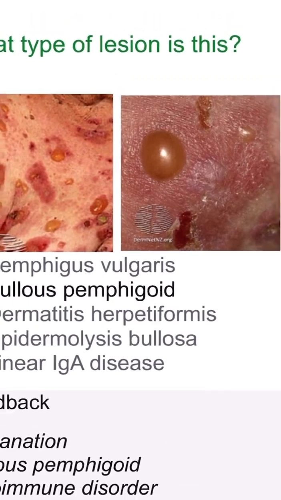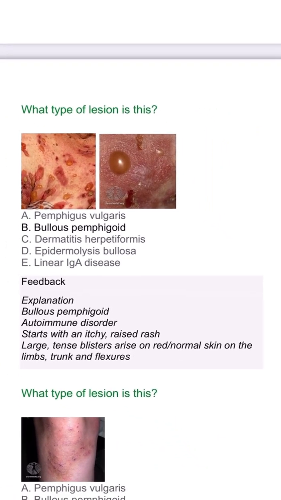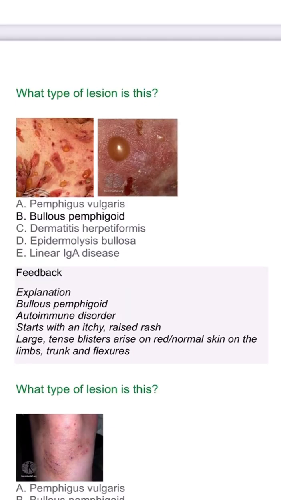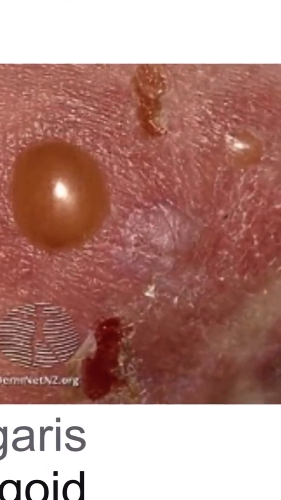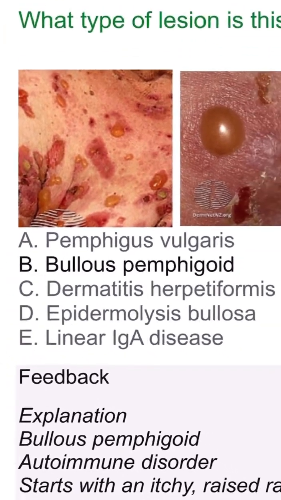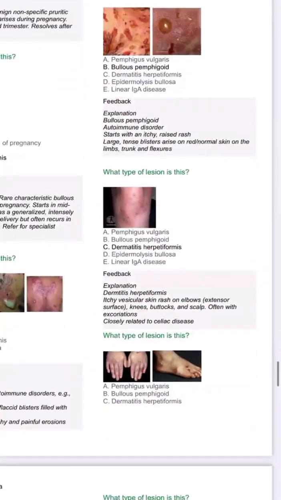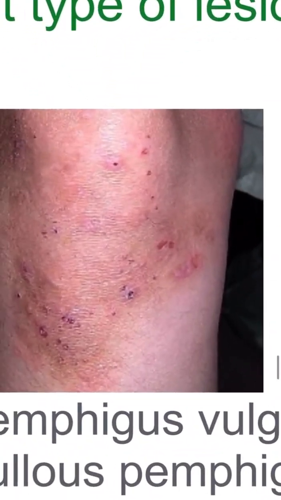So this is bullous pemphigoid. Bullous pemphigoid is an autoimmune disorder. It starts with an itchy rash, then large tense blisters arise on red or normal skin of the limbs, trunk and flexures. You can see here, tense. Easily ruptured is vulgaris, and tense is bullous pemphigoid. What type of lesion is this?